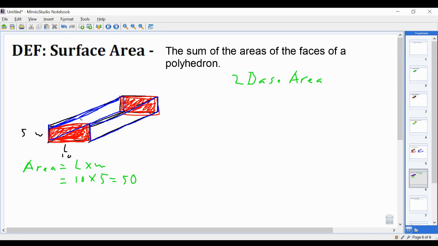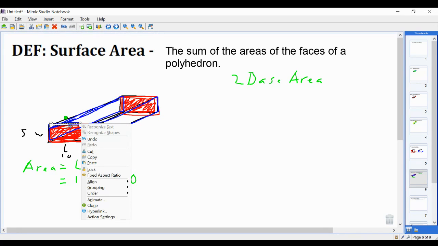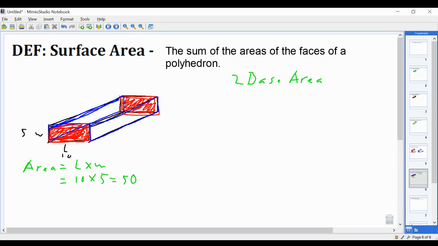as will, let's do a different color for this one. We'll also need the area of this top piece and this bottom piece.